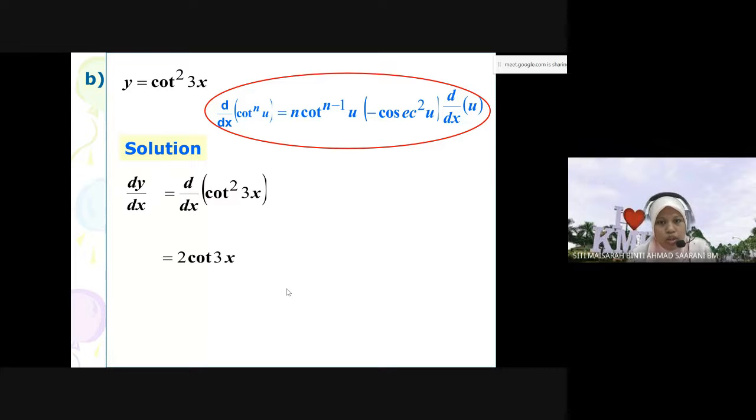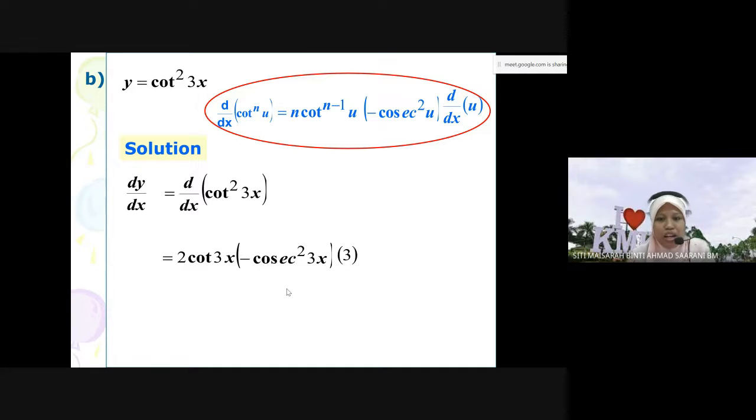Differentiate trigo. Trigo dia cot 3x. Kita akan dapat negative cosecant square 3x. And then last kali kita differentiate angle. Angle dia 3x. Differentiate 3x, it's become 3. Then after that kita boleh susun bagi jawapan dia cantik lah.